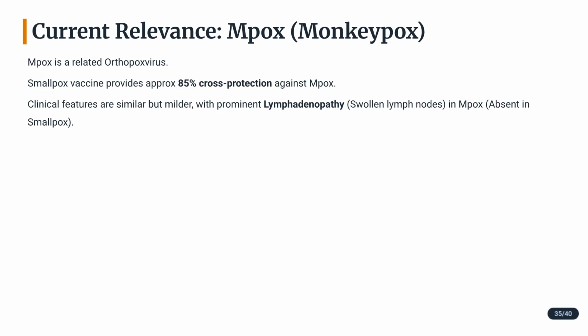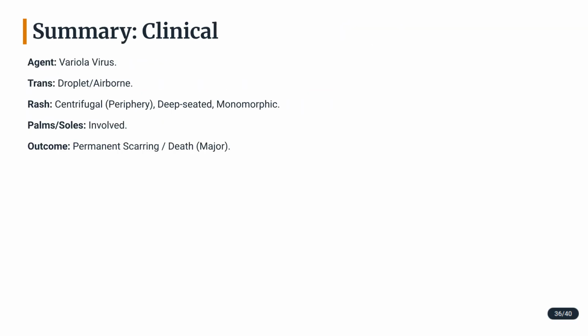In summary, smallpox is caused by variola virus and transmitted via droplets. The rash is centrifugal, deep-seated, and monomorphic, involving the palms and soles, often resulting in permanent scarring. This chart summarizes important historical dates related to smallpox eradication, including the final case and the official Declaration of Freedom, both in India and globally.